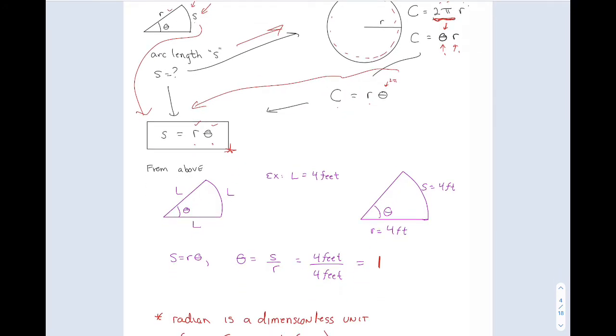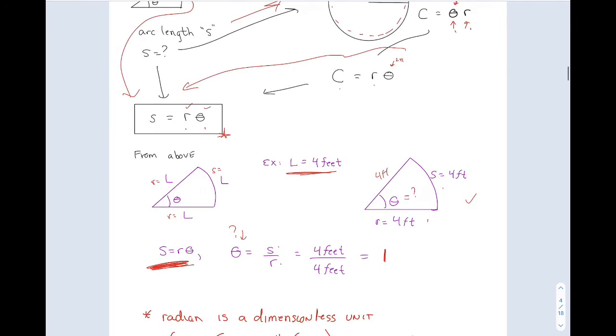Okay, so from the picture above, here are my shoelaces, all of length L. So my radius was length L, and my arc length was length S. Let's say each of these shoelaces was 4 feet. So here's my shoelace picture: 4 feet, 4 feet, 4 feet. And I want to find the angle, so I'm going to solve this for theta. Theta is the arc length over the radius. So my arc length is 4 feet, and the radius is 4 feet.